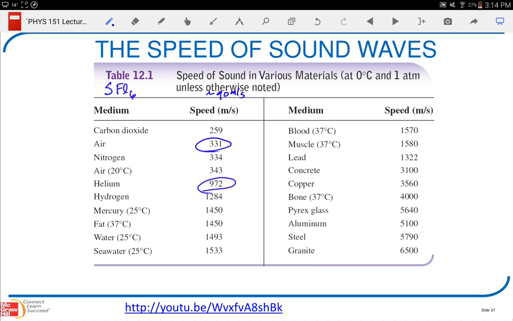That's really slow. So if you breathe in that sulfur hexafluoride, what's going to happen to your voice when you speak? It drops. It's really awesome. It got that awesome, low, mellow, very wide sounding voice.